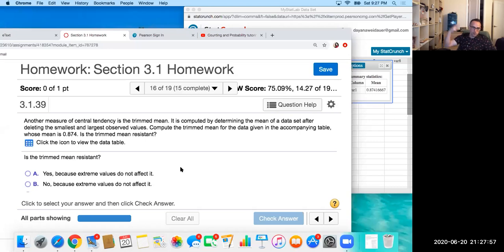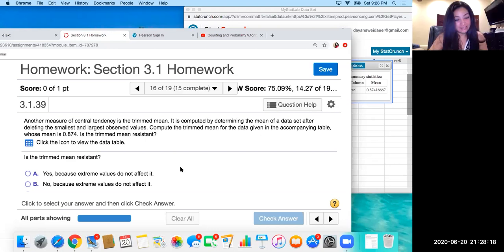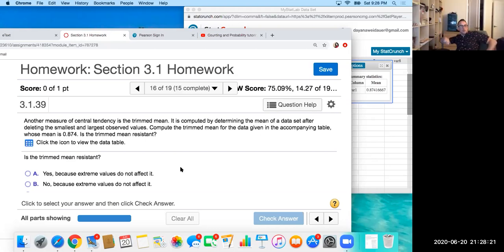But my thing is, what if there's 2 outliers on the top? Then I would say it's not resistant, because extreme values do still affect it. But I don't know, it could be yes, because you're trimming it off. There's this big outlier and you're removing it, so now it's resistant, because outliers don't affect it. But what if there were 2 of them and you just took off one outlier, but there's a second outlier? So I don't think this is a good question.